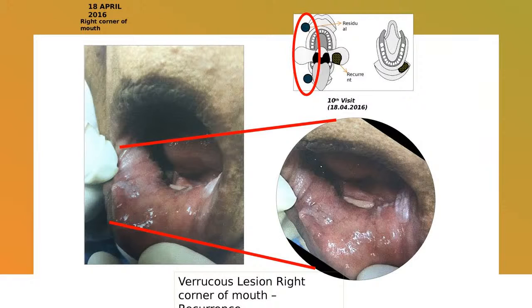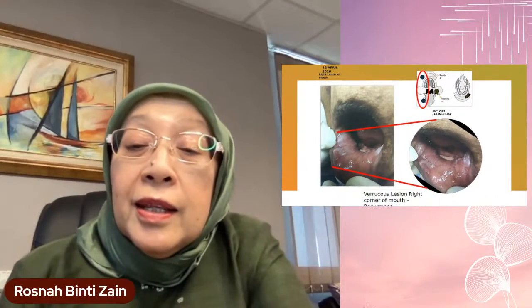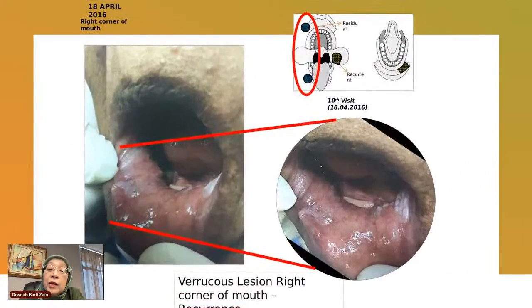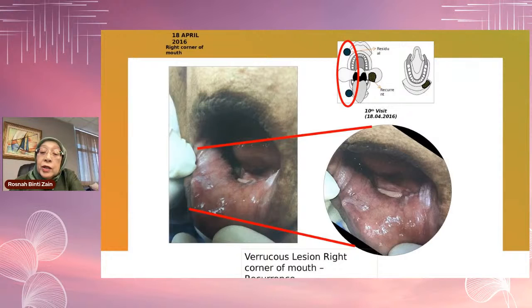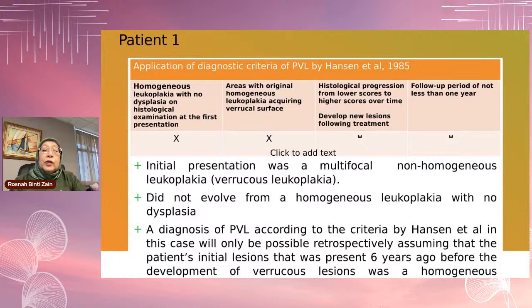Sorry, can you just make this a little smaller? I'm just trying to read the thing underneath. Okay, that's okay. I can't see that. You can bring it bigger. Anyway, so that's the 10th visit. We have this lesion as well as the lesion on the buccal mucosa. Next. Can we move on? Next, yeah.